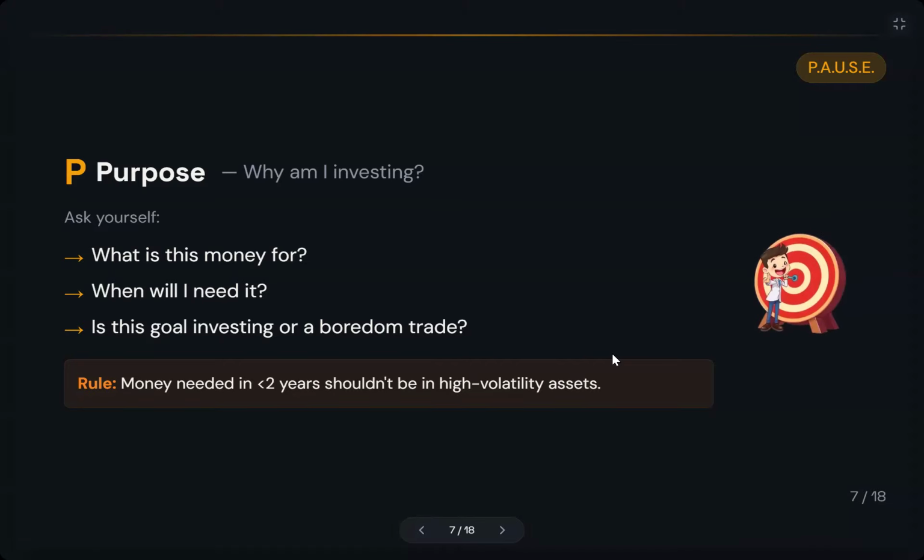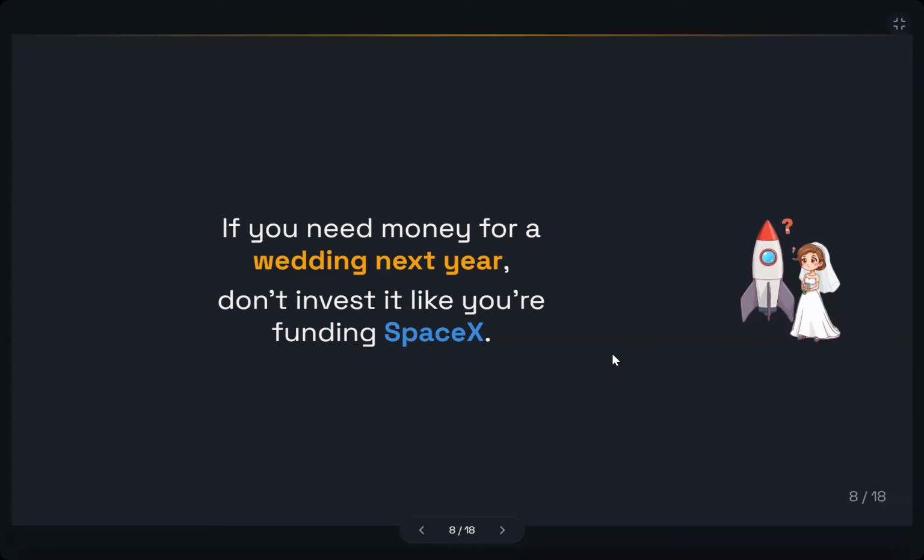So first, you identify the purpose of why you are making this investment. What is this money for? When are you going to need this money? And is this a goal-based investment? If you need money for a wedding next year, don't invest it like you're funding SpaceX. Money needed next year should be put in an emergency or a liquid fund.